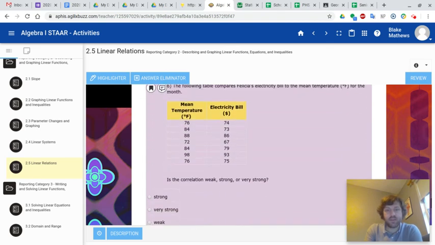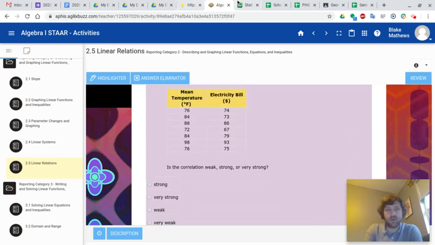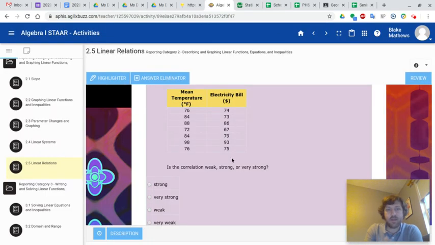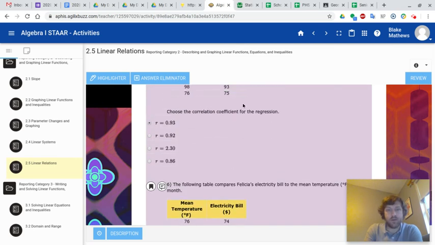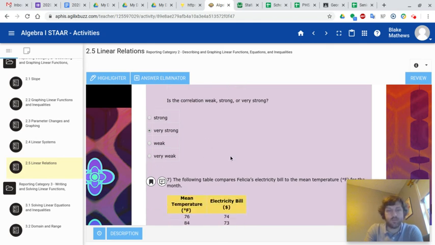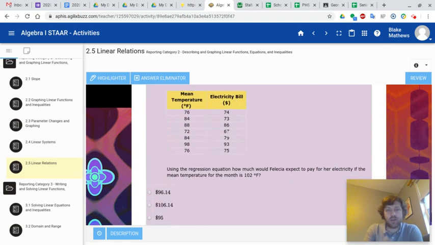And then lastly, it says this. Nope, not lastly. There's one more. Is the correlation weak, strong, or very strong? Well, this is very close. These points, some of them are nearly touching the line. They're all along the same path. So we're going to say anything above 0.9 is going to be considered very strong. Anything between 0.5 and 0.9 is just going to be strong, and then below there you get weak and then very weak.